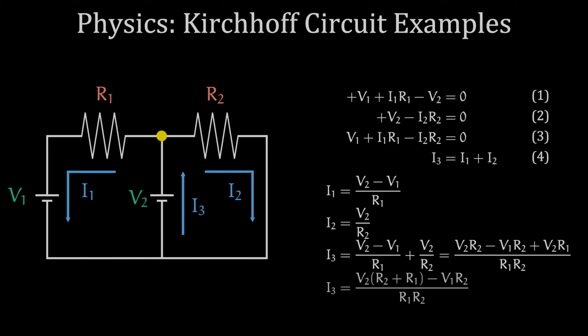That's because it doesn't matter how we draw our current arrows, as long as we're consistent with our arithmetic. Once we plug in numbers, if our current I1 is positive, then the arrow was drawn in the correct direction. If a current turns out to be negative in the end, then the current is going in the opposite direction than which we drew it. On to our last example.